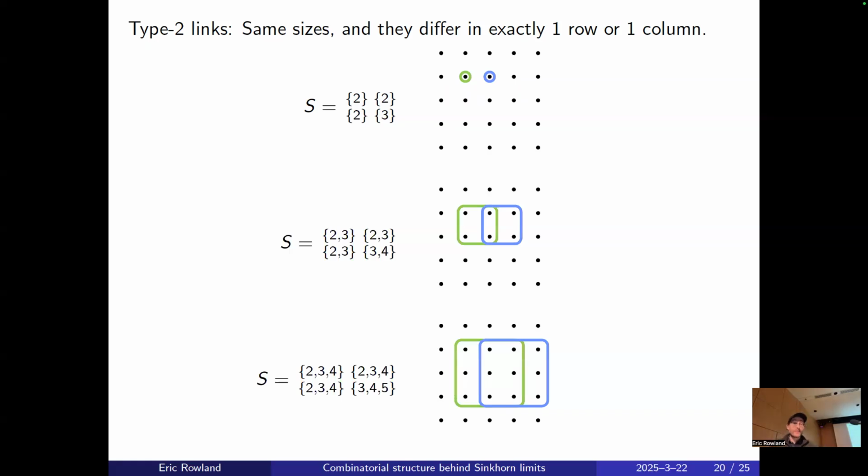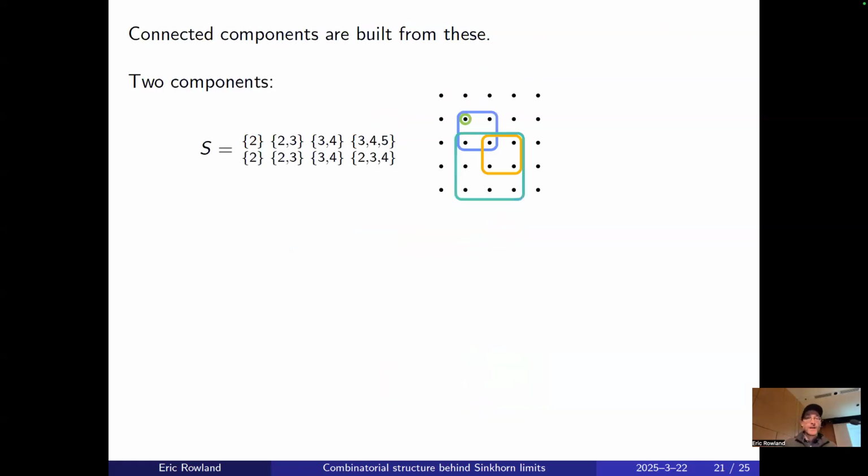We have no idea why these are the right things to look at, because this is all empirical, this is all conjectural. So if anybody has seen anything like this before, I'd be really interested to know after the talk, because it'd be nice to connect this to other things in the literature, and it may even suggest a proof of this conjecture. But these are what build up the connected components.